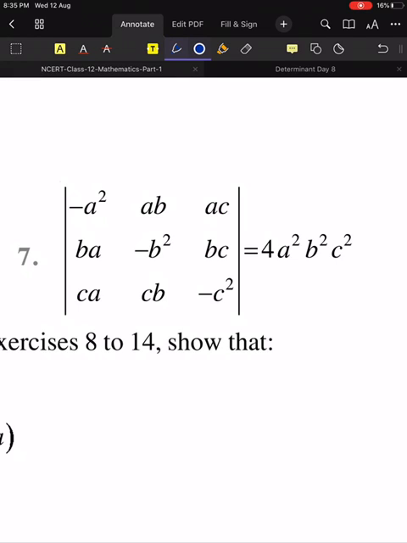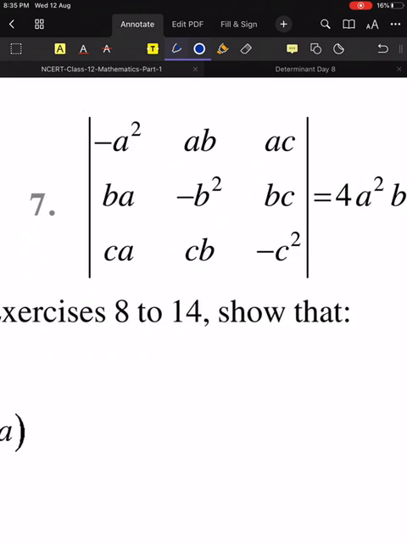Think hard and tell me what we'll do. Yes, taking common what? What should I take common? Yes, from where?